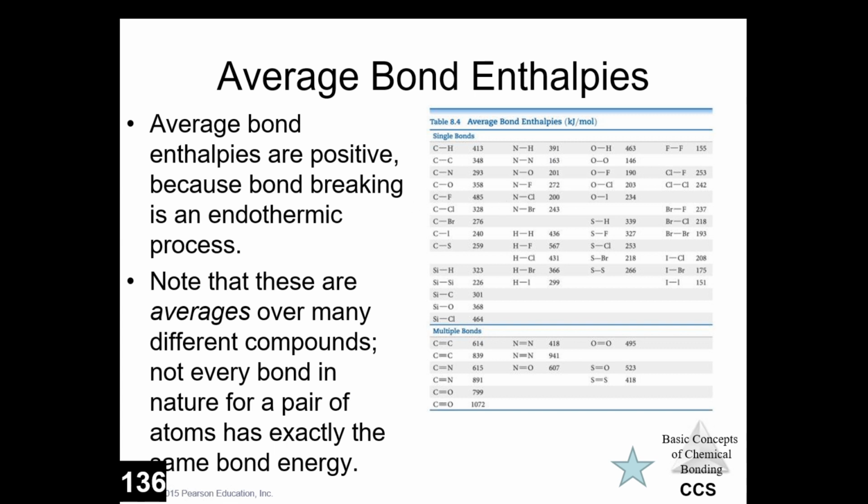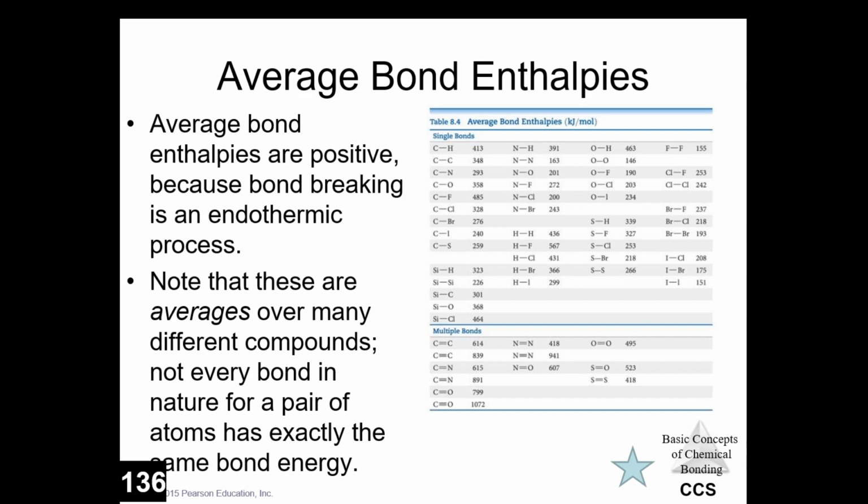Now, notice something: these average bond energies are positive because breaking a bond requires you to put energy into it. It's an endothermic process. You have to use energy to break that bond. And where does that energy go? It goes inside the atoms, right? And typically, when bonds form between isolated individual atoms, it gives off energy.